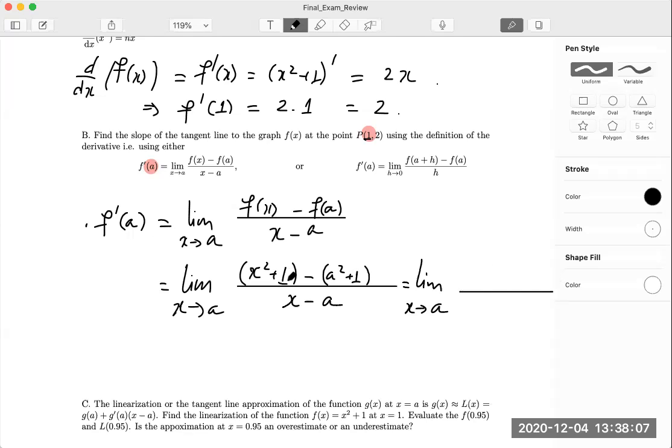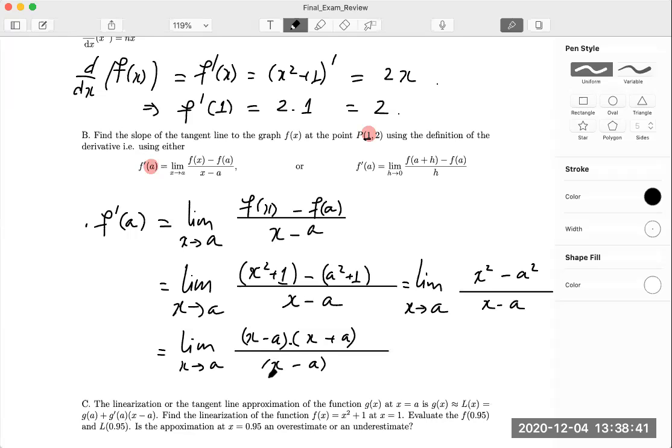Now, the 1 cancels the 1 here, right? So the numerator becomes x squared minus a squared. The denominator is x minus a. So, can we simplify this fraction? Difference of squares. Perfect. That is x minus a times x plus a, right? This is a product, remember? In x minus a, you can imagine this is x minus a times 1.